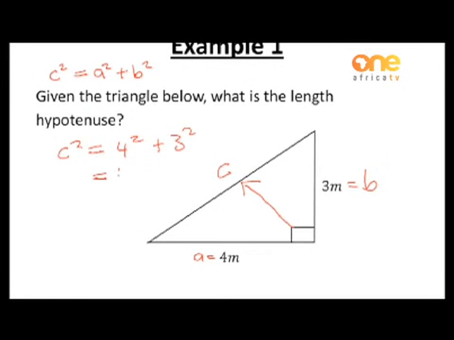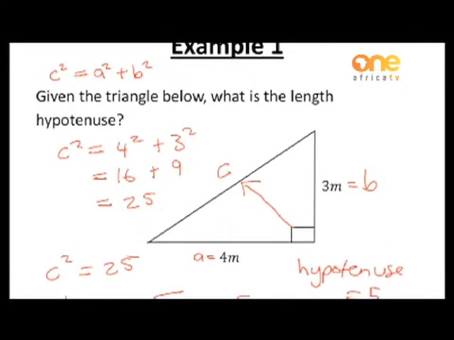This is equal to 16 plus 9, which is equal to 25. So c squared equals 25. Therefore, c is equal to the square root of 25, which is equal to 5. We only take the positive square root because this is a length, and we can't have a negative length. So our answer is the hypotenuse is equal to 5 meters.